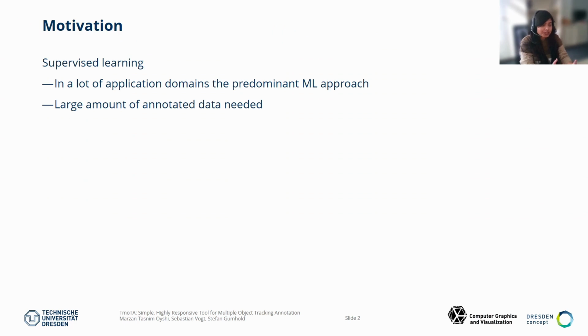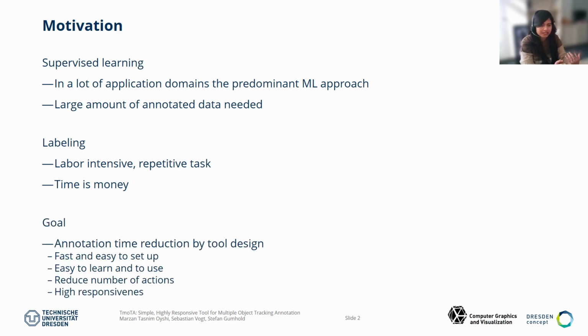Supervised learning is a predominant machine learning approach in many application domains, and it requires labeled data to train a model to make predictions or decisions. However, the success of supervised learning depends on the quality of training data, which must be labeled accurately. The process of labeling data can be time-consuming and expensive, especially when large amounts of data are involved.